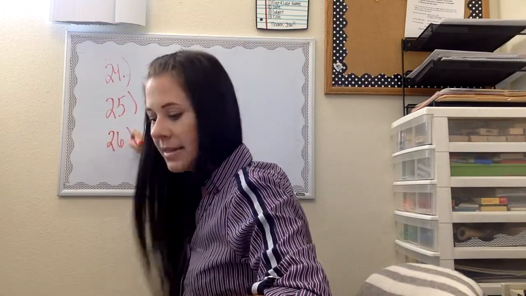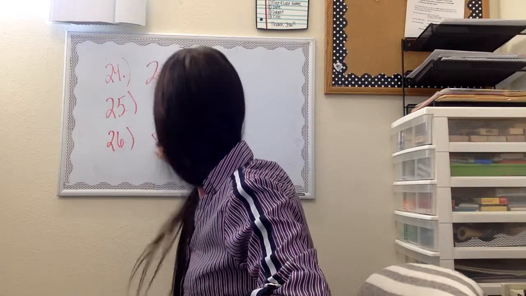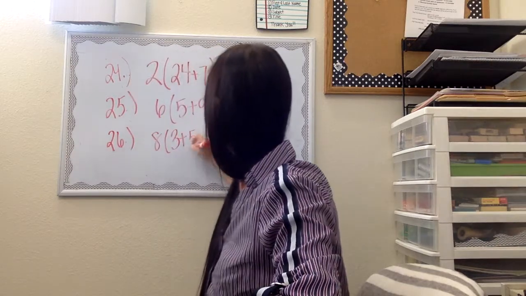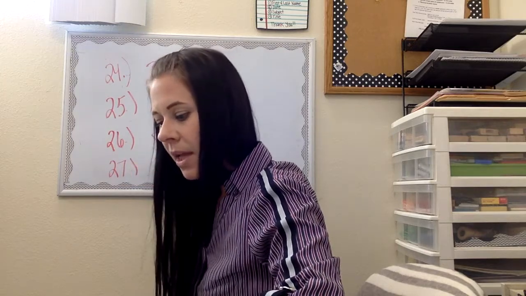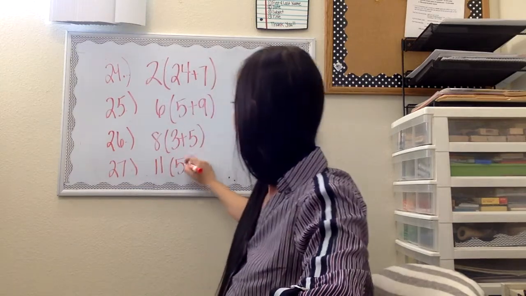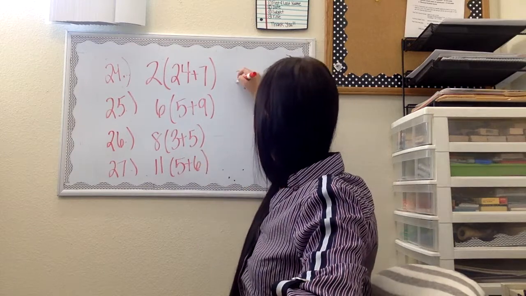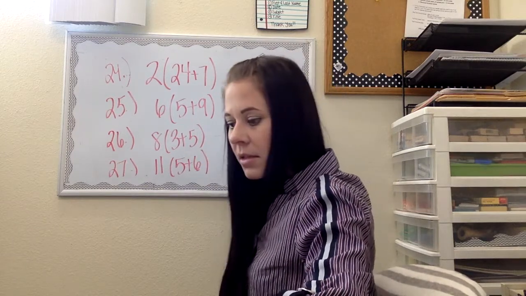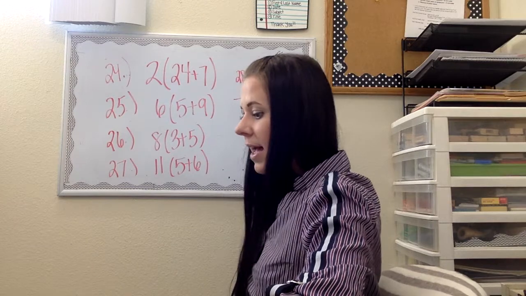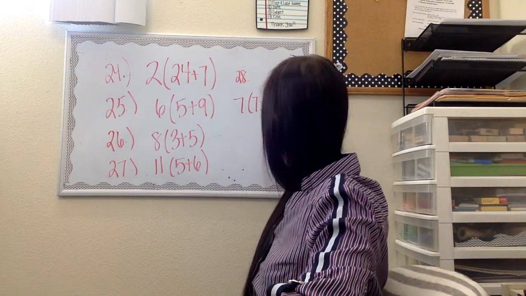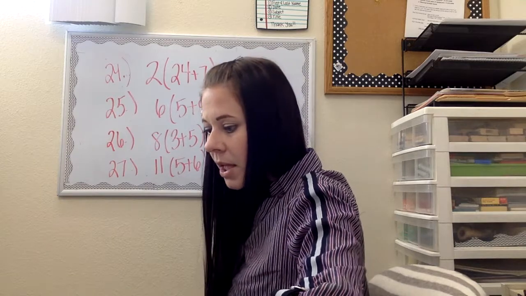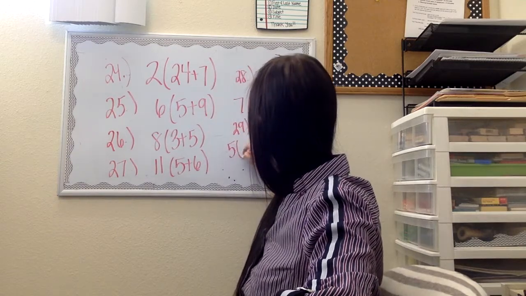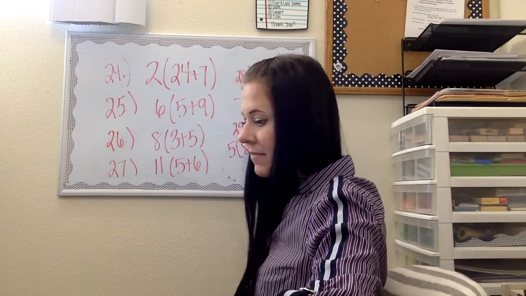Number 26 is 8 times 3 plus 5. Number 27, as usual, I run out of room, is 11 times 5 plus 6. Number 28 is 7 times 7 plus 9. Number 29 is 5 times 8 plus 5.